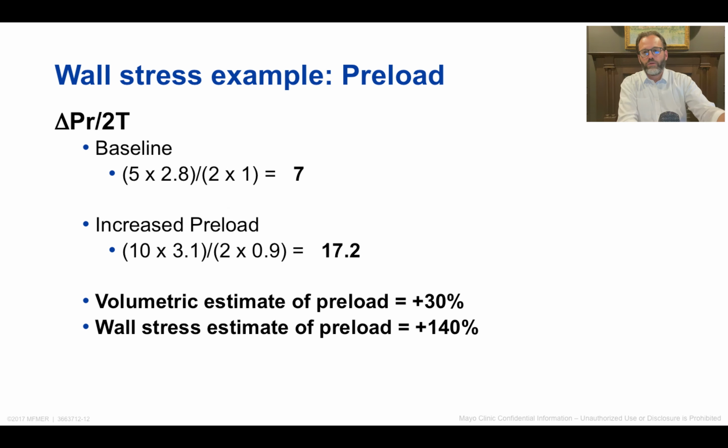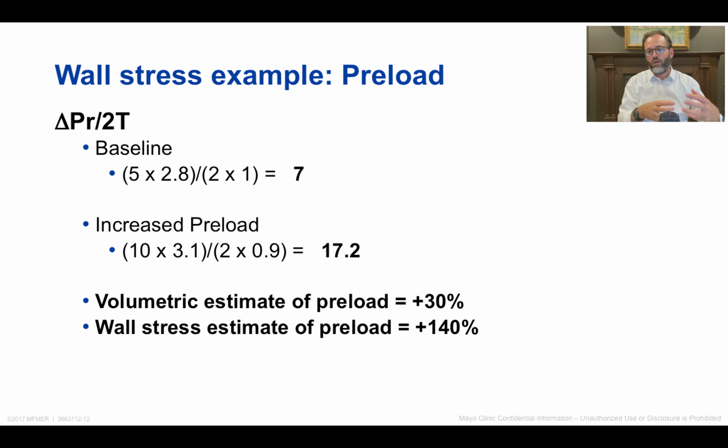So now when we take our wall stress example of preload and plug these numbers into that equation, you can see that we have at baseline a level of preload that is approximately 7 units. And with the increase in preload, we get an increase to about 17.2. So when we take our volumetric estimate of what we would have had with preload, we would have said, well, it's about a 30% increase in left ventricular preload.